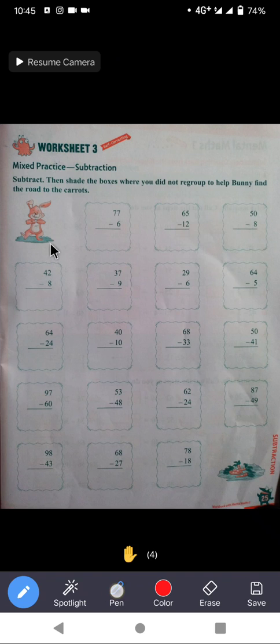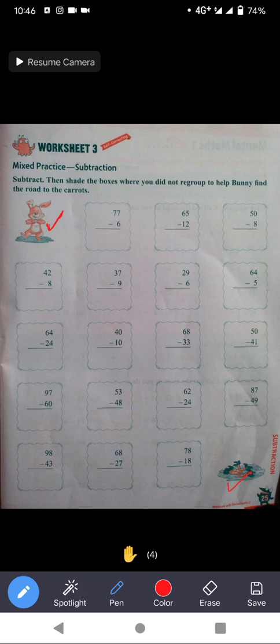To help Bunny find the road to the carrots. Okay, so this is Bunny. This rabbit, its name is Bunny, and he has to reach here. He has to reach here for finding carrots. So we have to make a road to help him reach the carrots.